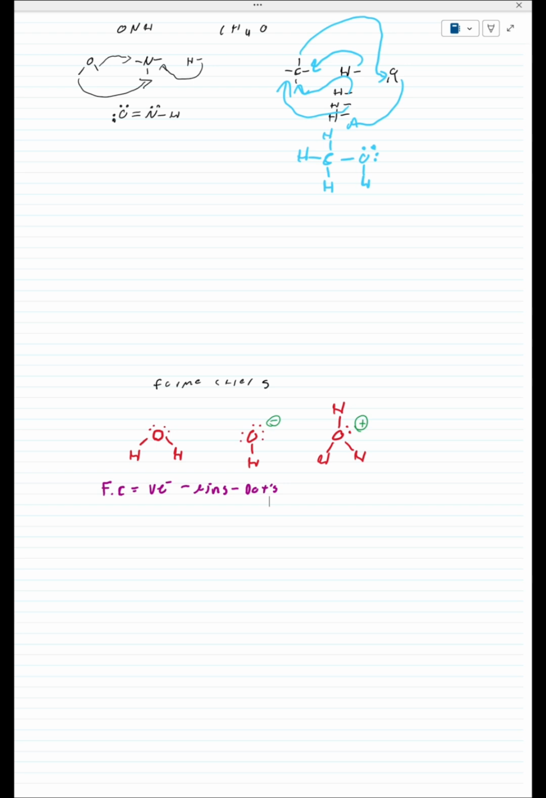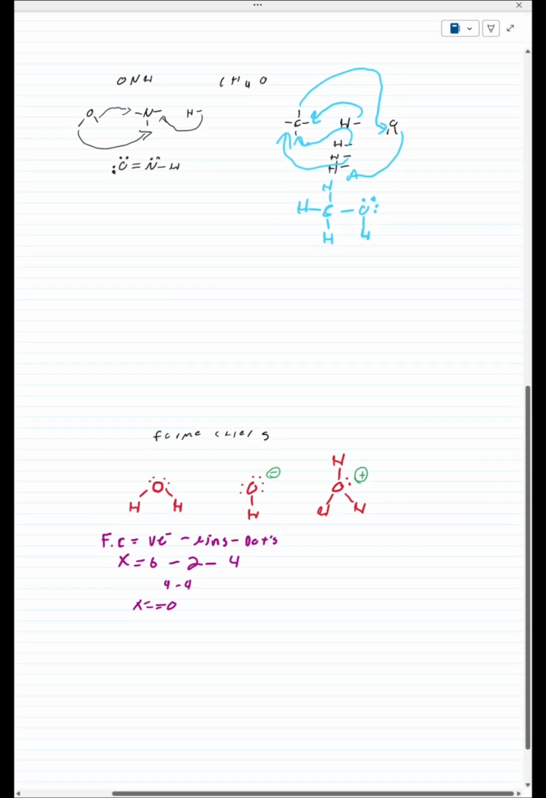So if we were to do the math for this one, oxygen is in group 6, so it has 6 valence electrons. This one has 2 lines. So 2 lines, then dots, 1, 2, 3, 4. So as we know, 6 minus 2 is 4, 4 minus 4 is 0. As we said before, this does not have a negative or positive formal charge.